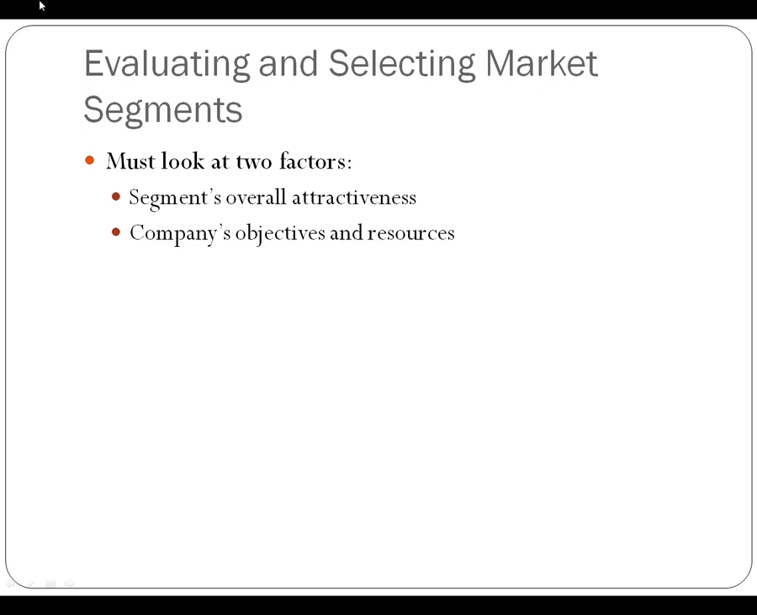Rolex only picks rich people. MTV only picks young people. But there are occasions where you can select all segments. Walmart, for example, can meet most segments, and McDonald's as well. So just 2 kind of rough examples. But before you pick, you've got to look at their overall attractiveness, and does it meet your objectives. Okay, so can you actually make money off of this segment?